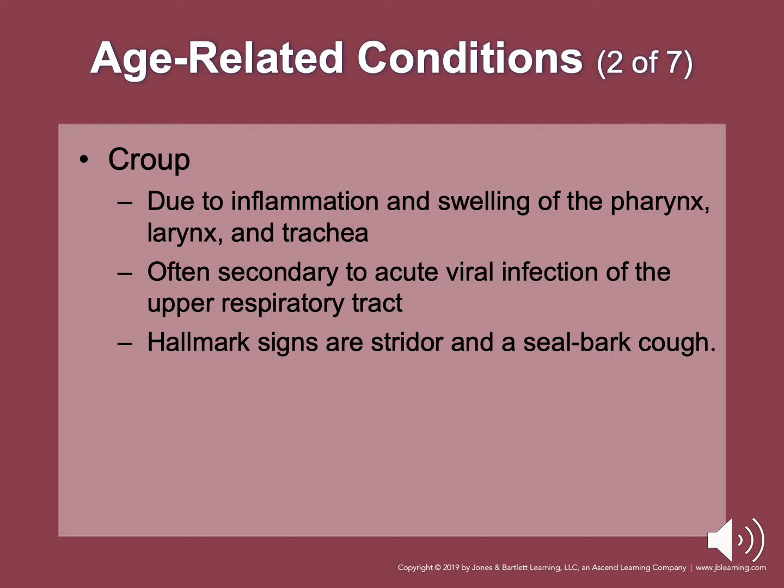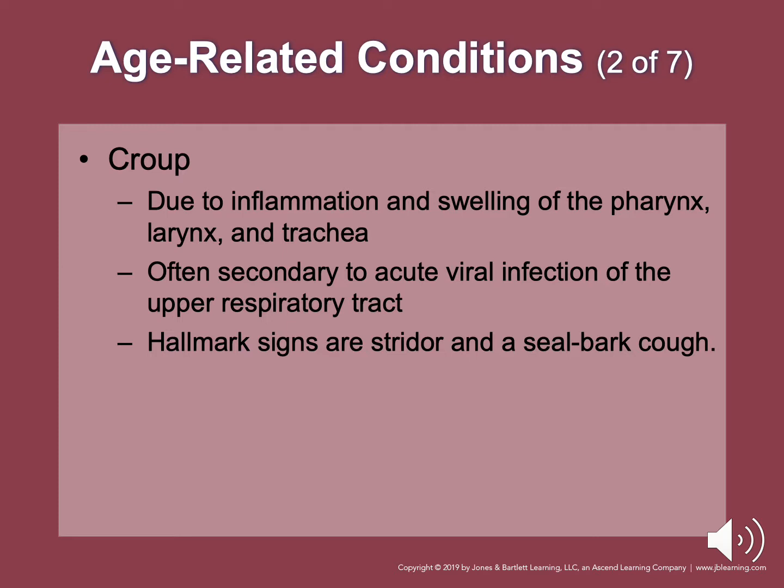It starts with a cold, cough, and low-grade fever that develops over 2 days. The hallmark signs are stridor and a seal-like bark. Peak seasonal outbreaks are in late fall and early winter, and it's rarely seen in adults. It often responds well to humidified oxygen.